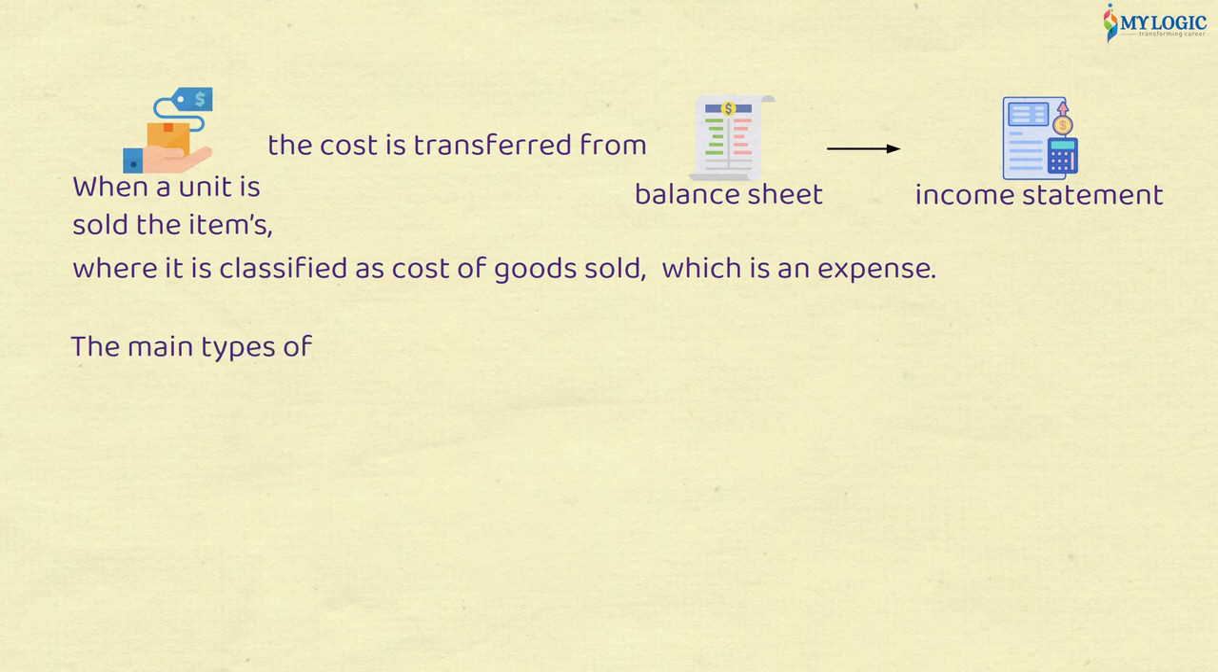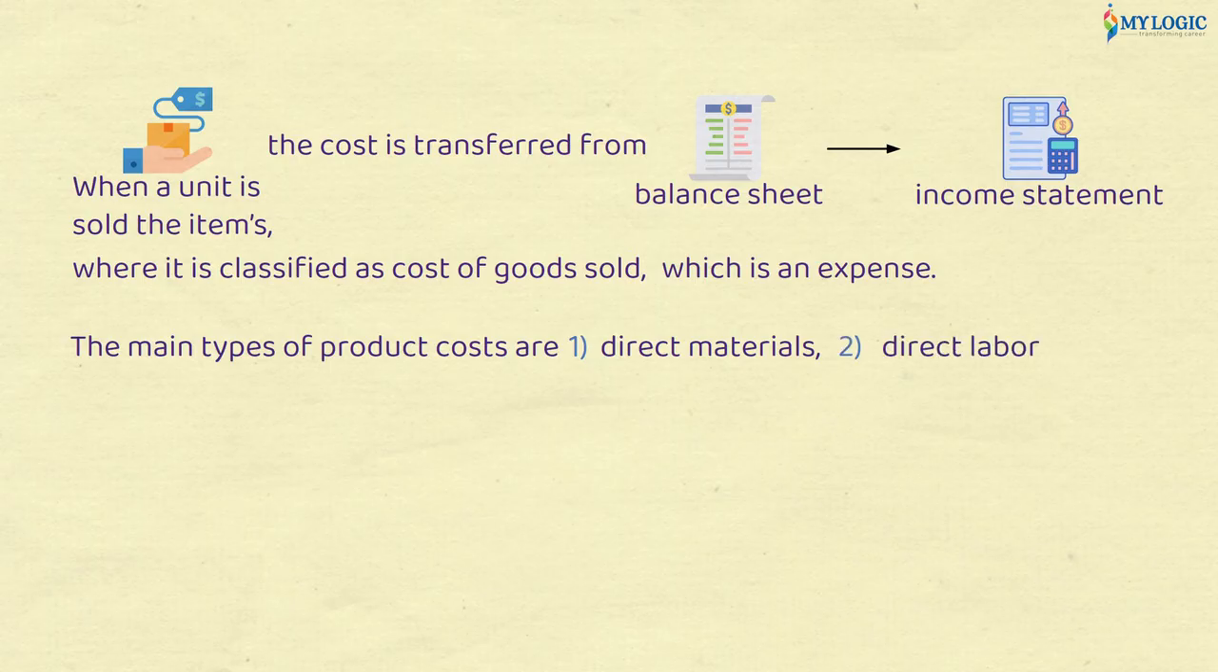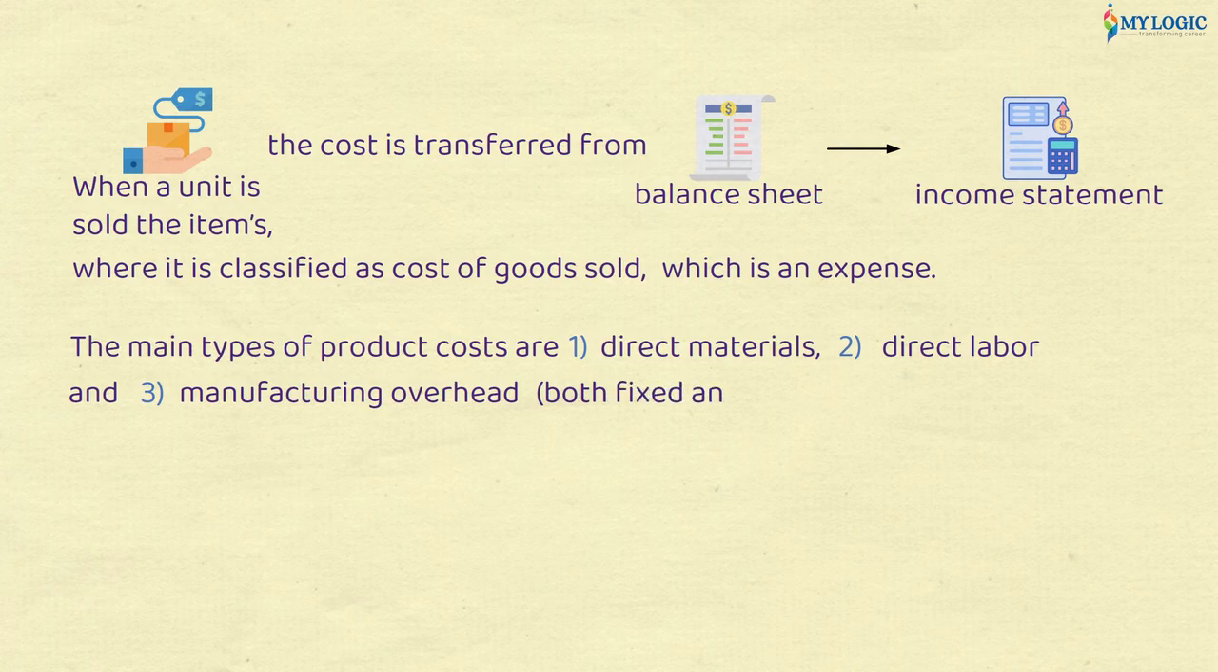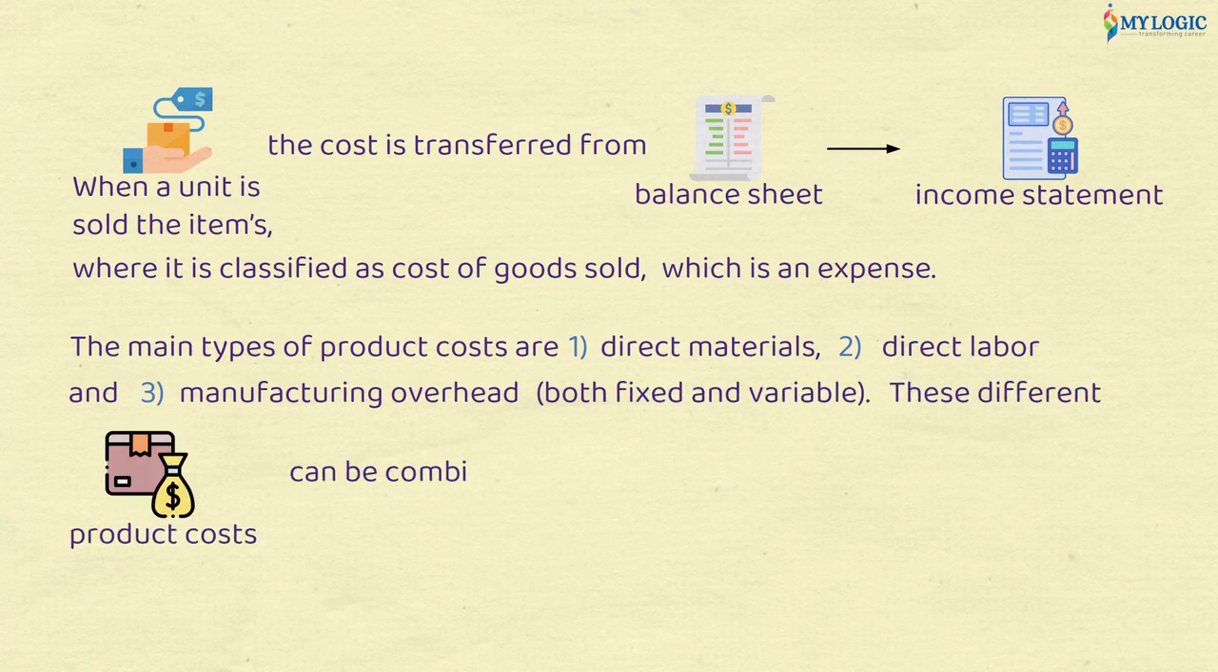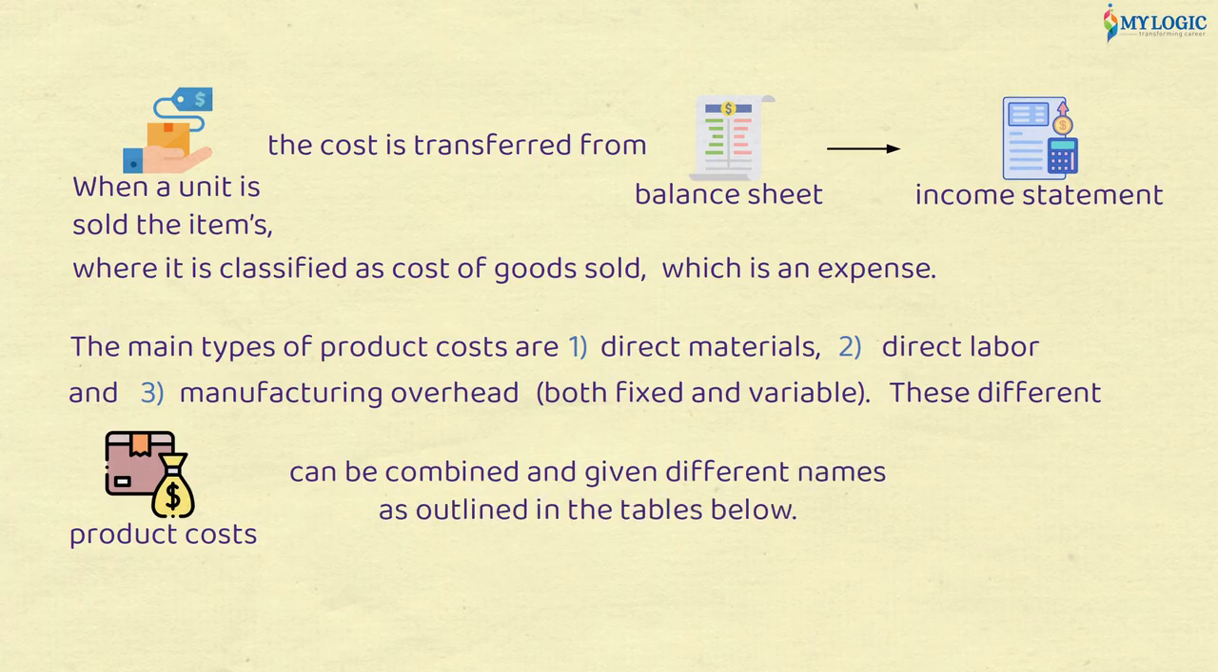The main types of product costs are: number 1, direct materials; number 2, direct labor; and number 3, manufacturing overhead, both fixed and variable. These different product costs can be combined and given different names as outlined in the tables below.